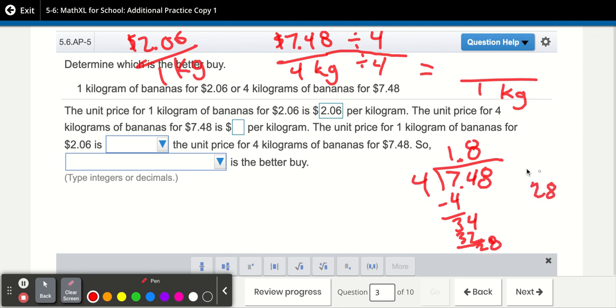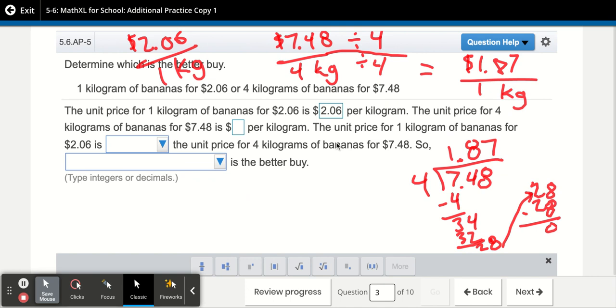So just going over here, we continue that up over there. And 4 goes into 28 7 times. Now, if you had a piece of paper, this would be easier. I'm working on the screen. I can't really scroll it around. So 4 times 7 is 28. And there we have it. It is $1.87 per kilogram.